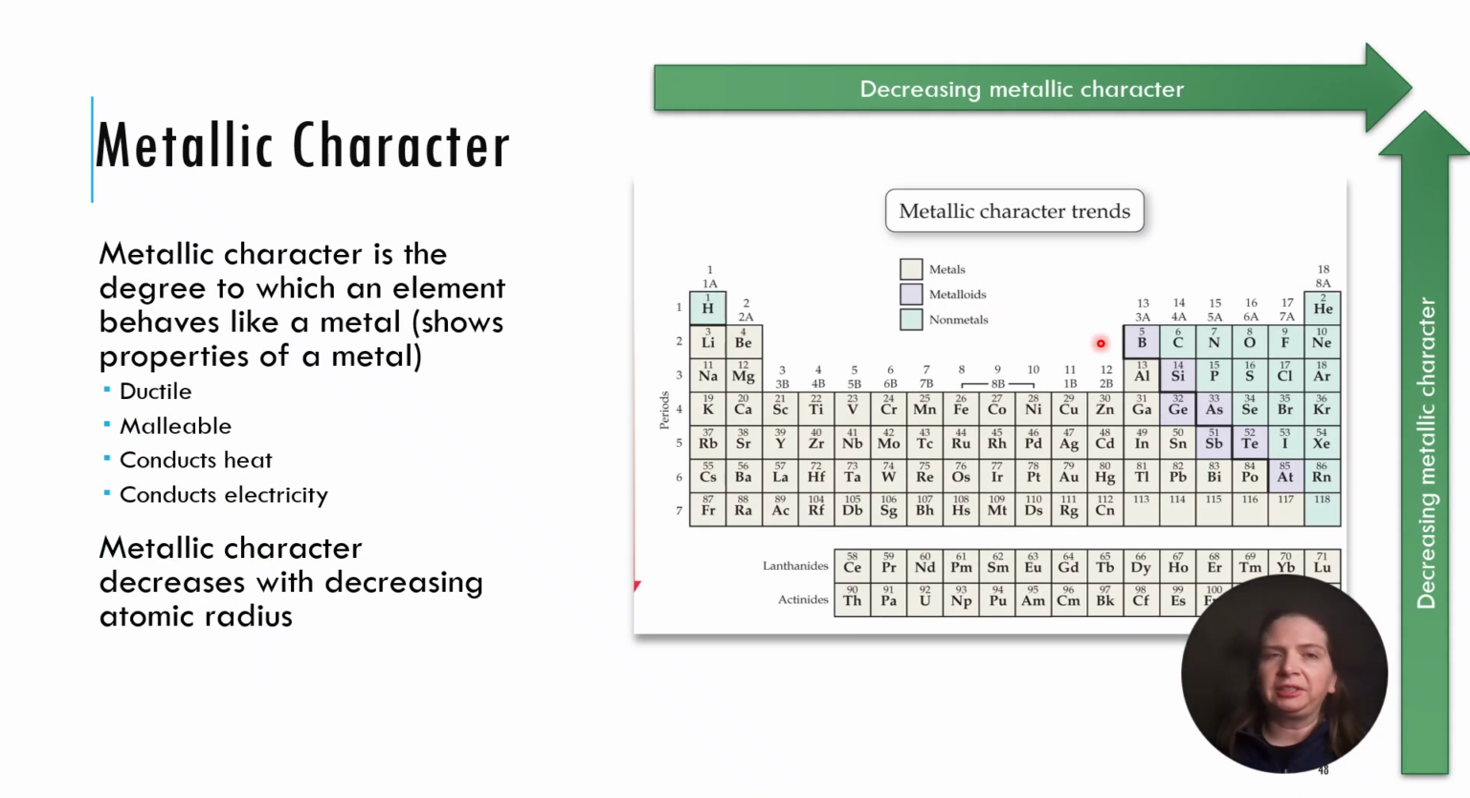Our final periodic trend is metallic character. To understand this trend, we need to recall where metals, nonmetals, and metalloids are located on the periodic table. Nonmetals are located in the top right corner above the staircase and have low metallic characters. Metals are located below the staircase and to the left. The closer an element is to the bottom left corner of the periodic table, the greater its metallic character. Metallic character refers to typical metal properties such as being ductile, malleable, and good at conducting heat and electricity.